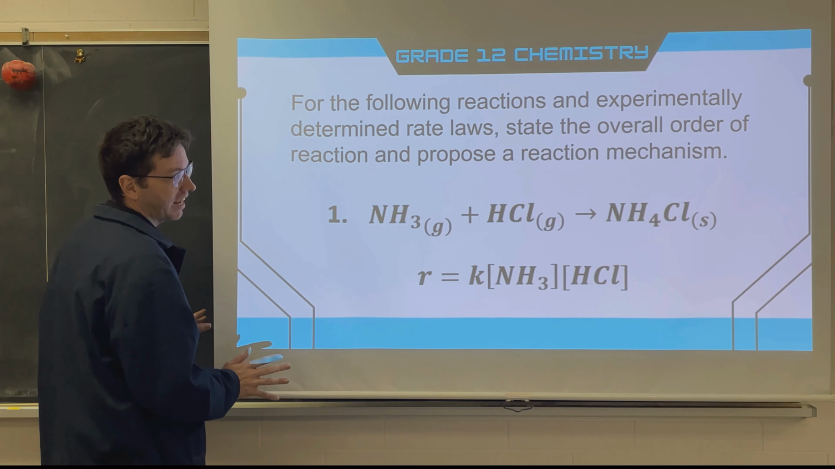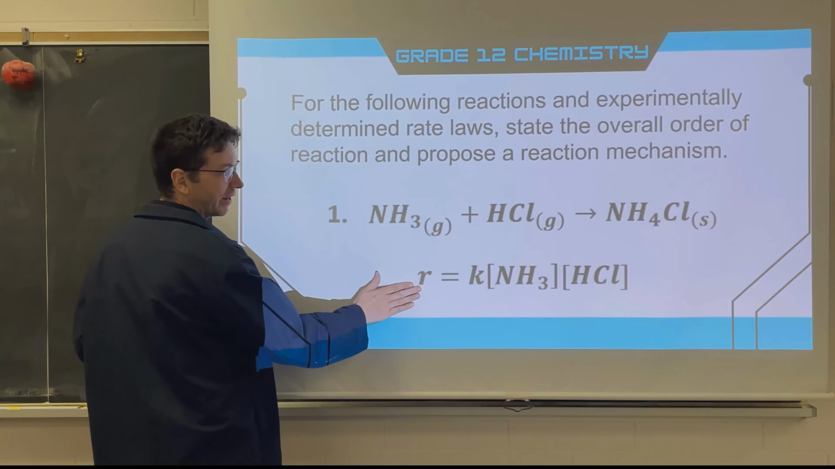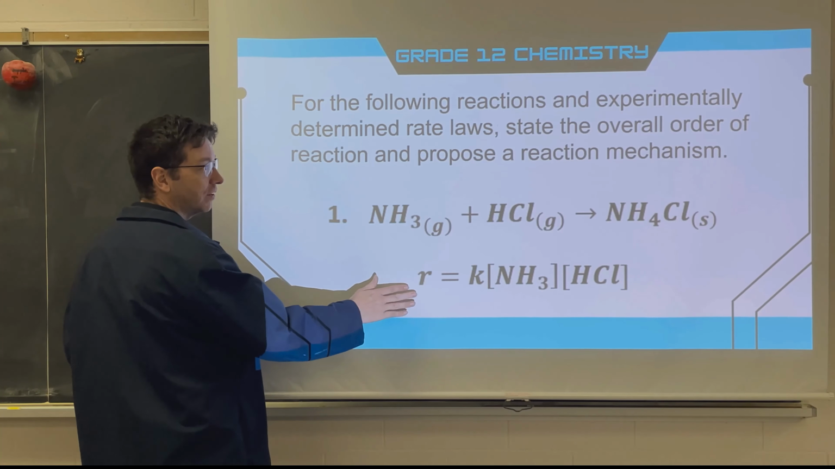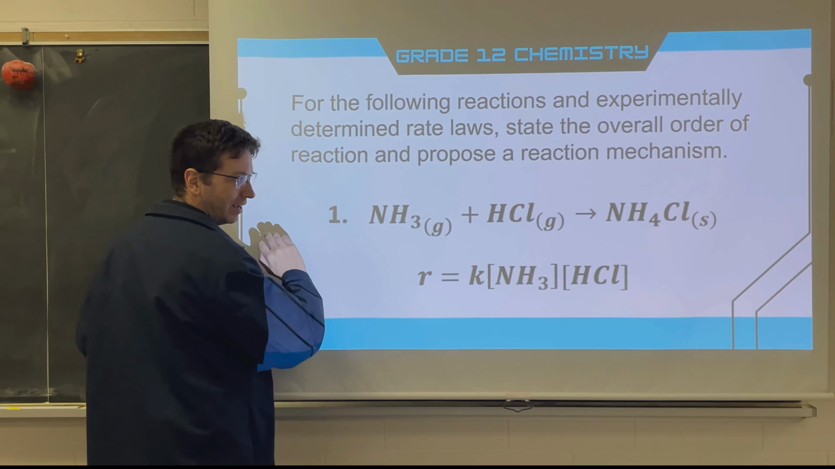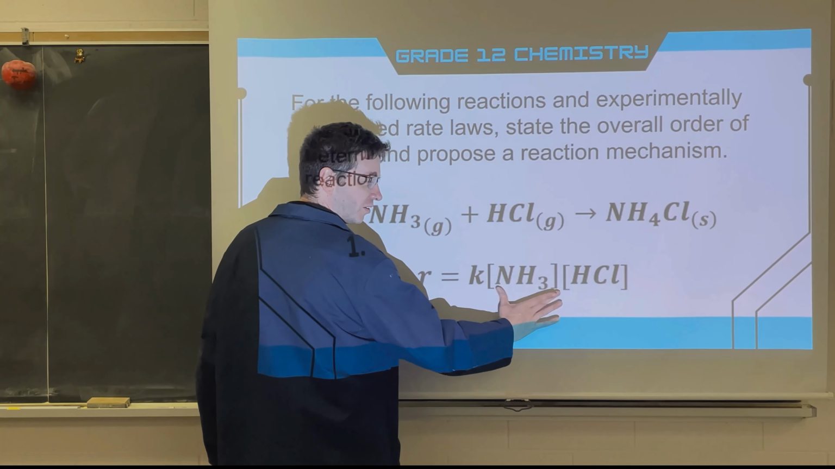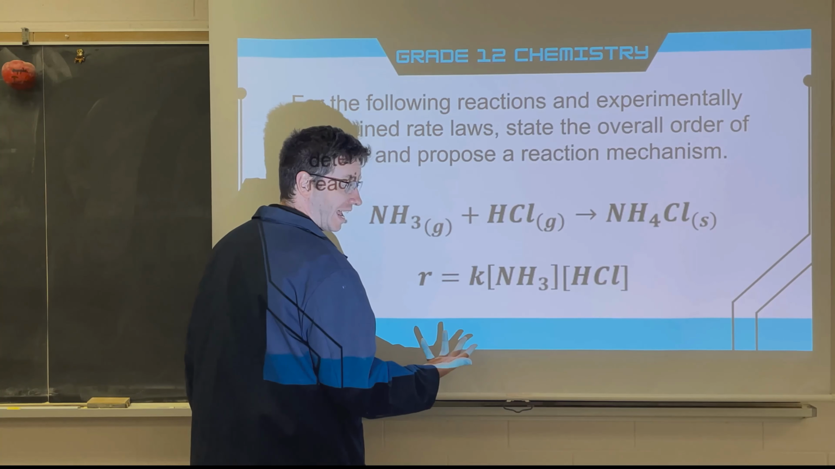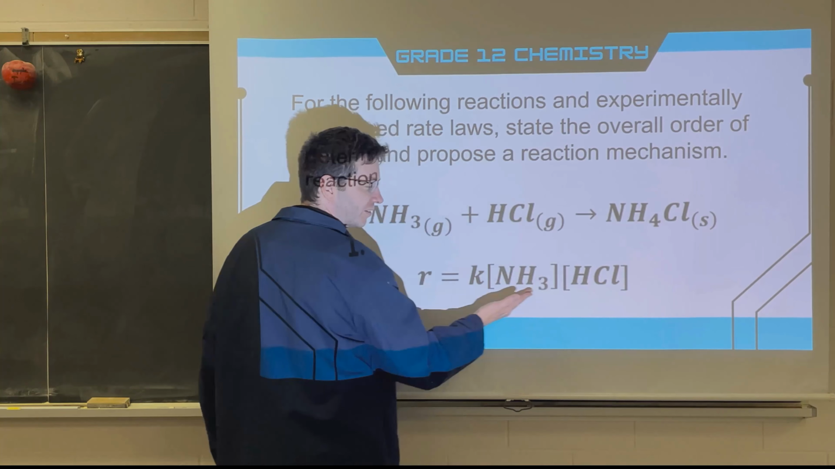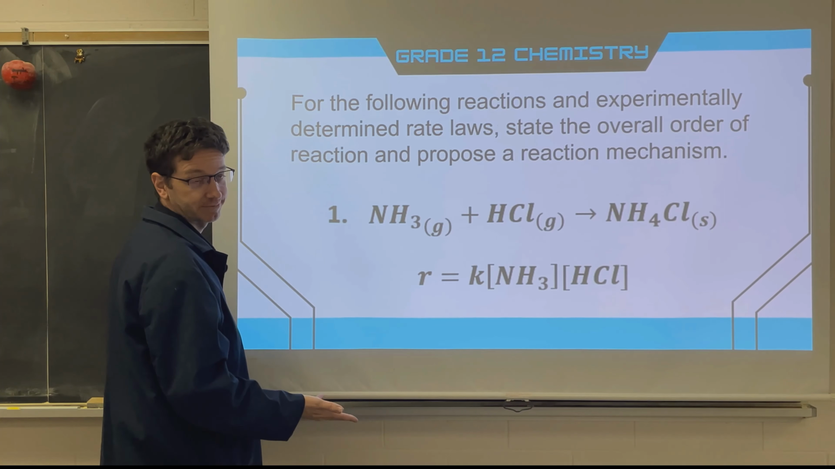So for each example, what we're going to do is, one, look at the rate law and state the order of the overall reaction, and then we're going to propose a mechanism. Now the order is simple. You just look at the rate law, take the exponents of your concentrations and add them. So this is 1 and 1, so 1 plus 1 gives you a second order reaction.